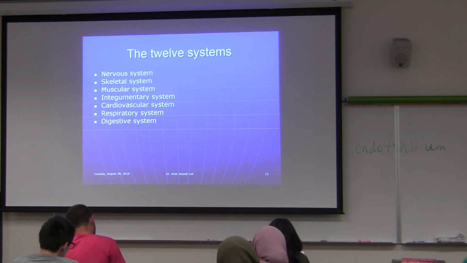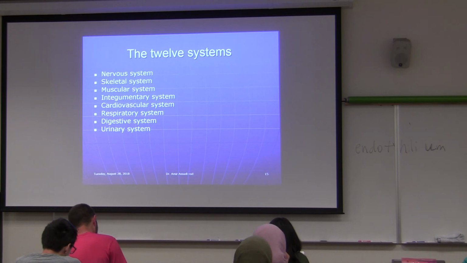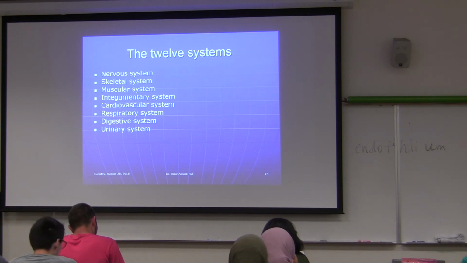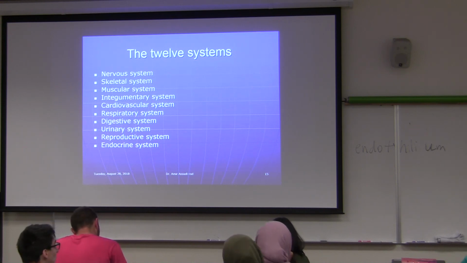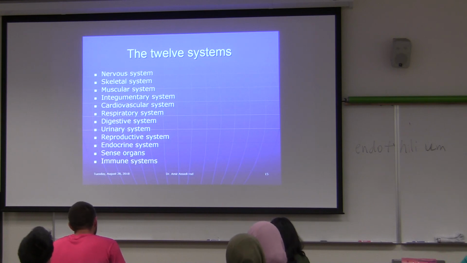Respiratory system, your lungs, trachea, digestive system. And what is urinary system? Bladder, kidneys, yes, your kidney. Uterus and reproductive system, testes and ovaries, endocrine system, your glands, is that right? So sense organs, we will talk about that, immune system.